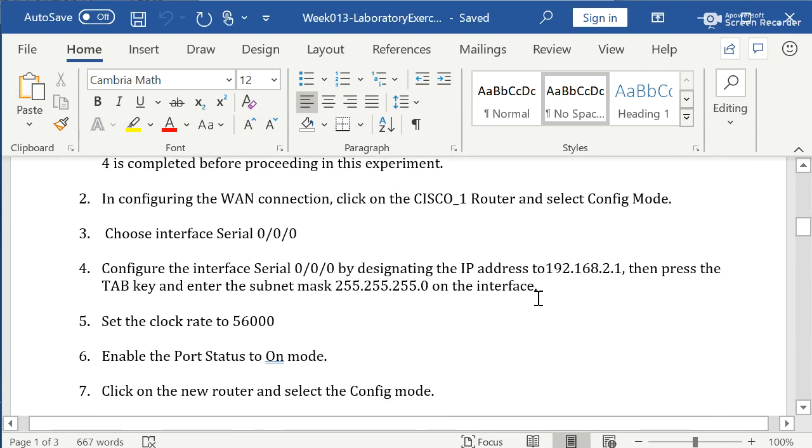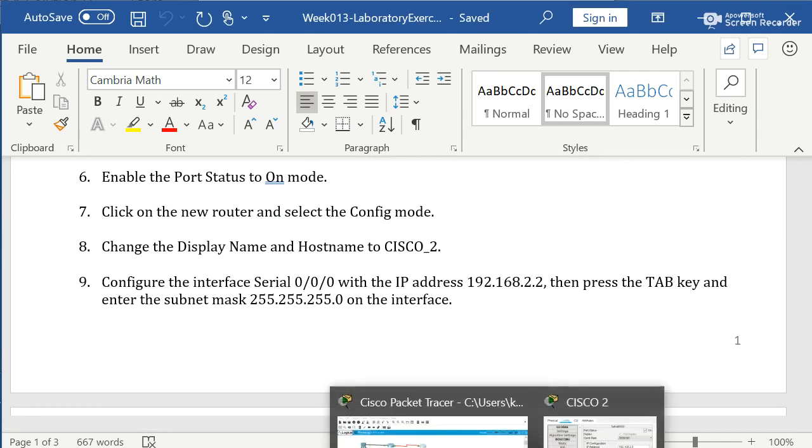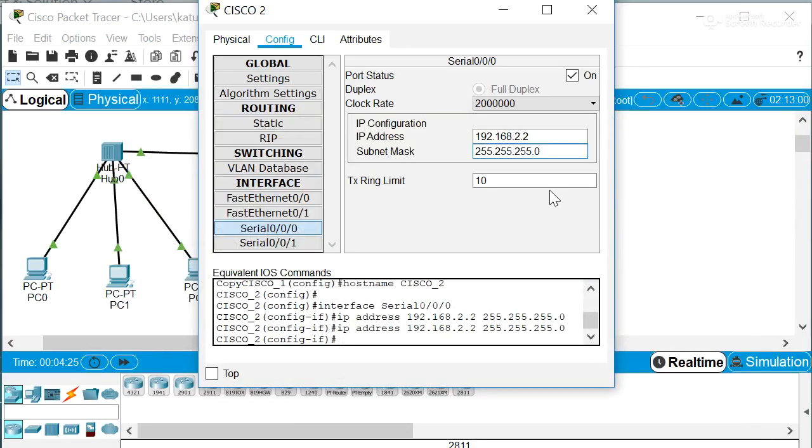Let's double check. Yeah, okay, now this is already configured.